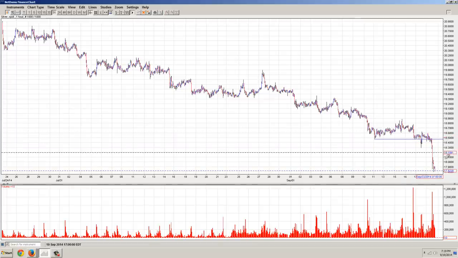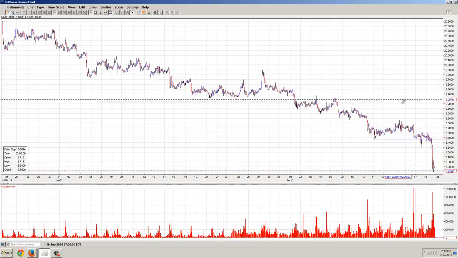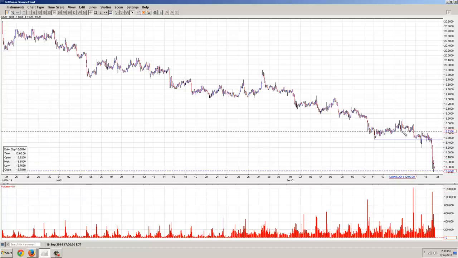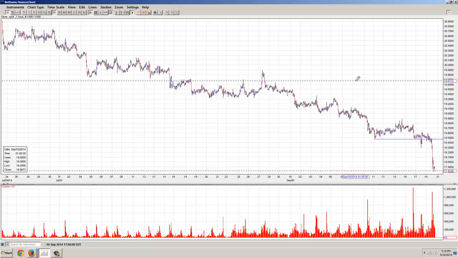It had rallied and then it had a tremendous drop off. This was the Fed sell-off. You can see 1.2 million contracts. We came up against that again. We're talking billions of ounces of fake silver.